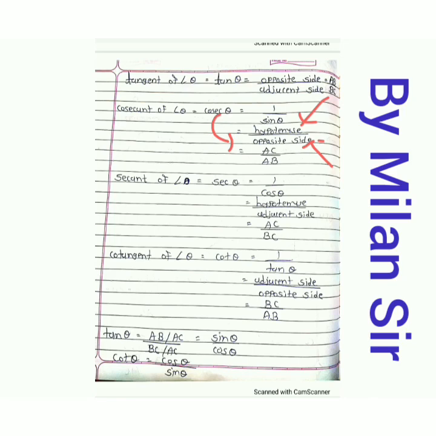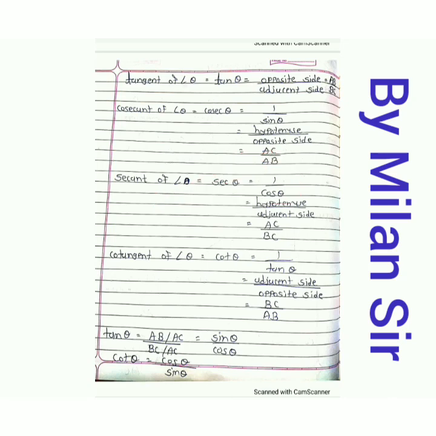So cosec theta is equal to hypotenuse upon opposite side. Now hypotenuse AC and opposite side AB, so AC upon AB. Same way, sec is an inverse of cos theta. The full form of sec theta is secant of angle theta, and sec is inverse of cos theta. Alternately, we can say that cos is inverse of sec theta and sec theta is inverse of cos theta.